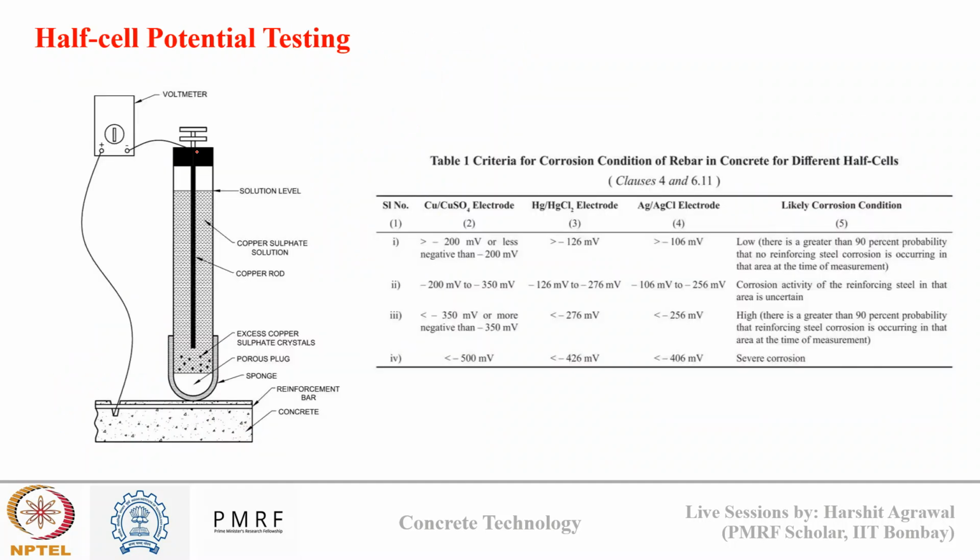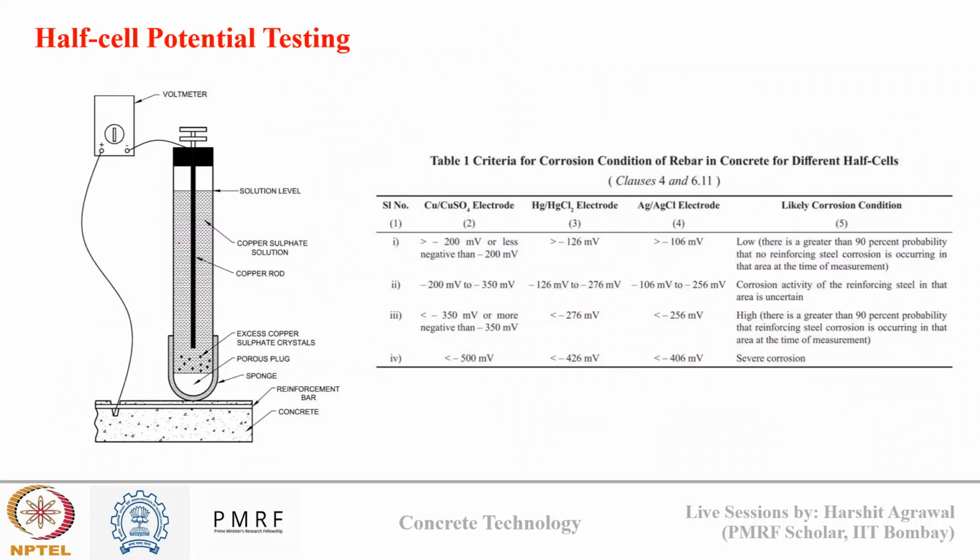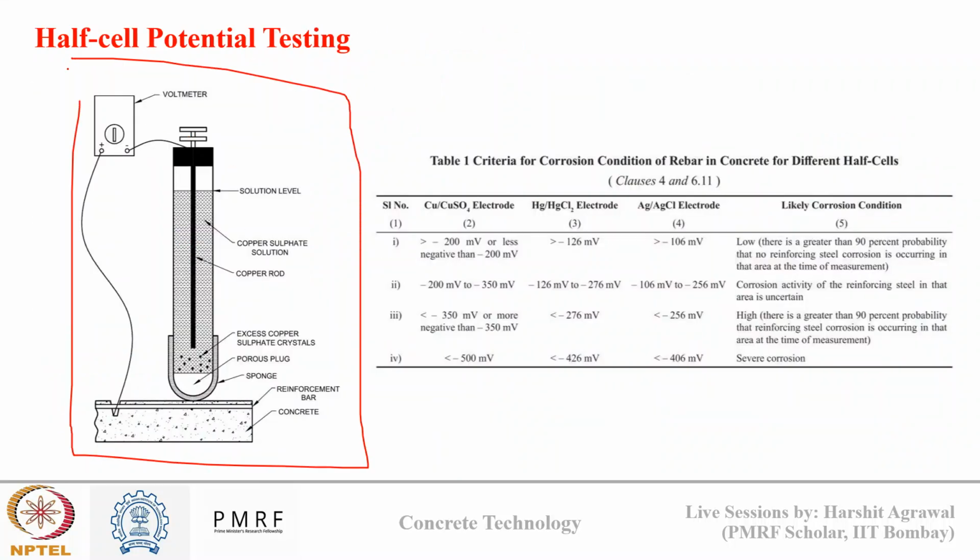If you see, there are different types of half cell reference electrodes available. The one shown here in this diagram is the copper sulfate half cell, and in this diagram also. So we have a copper sulfate reference electrode.